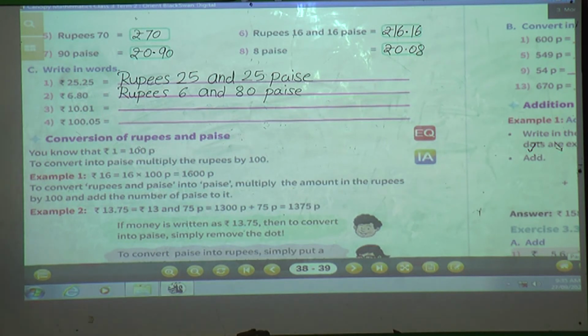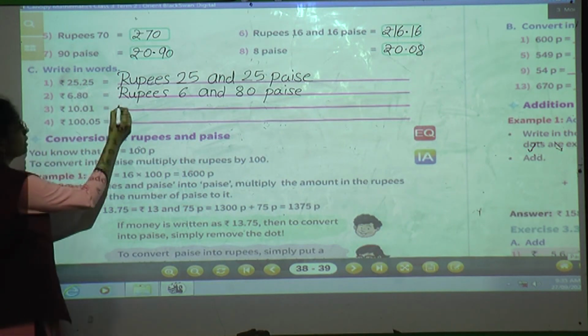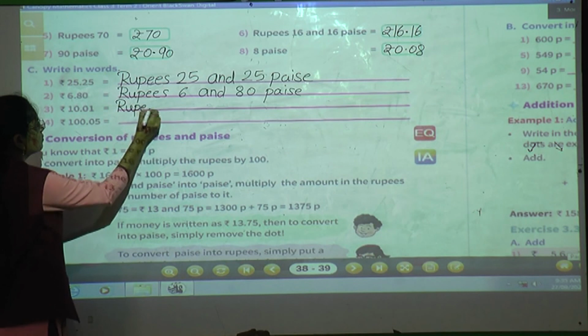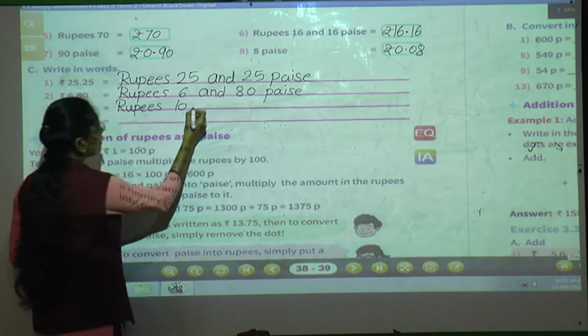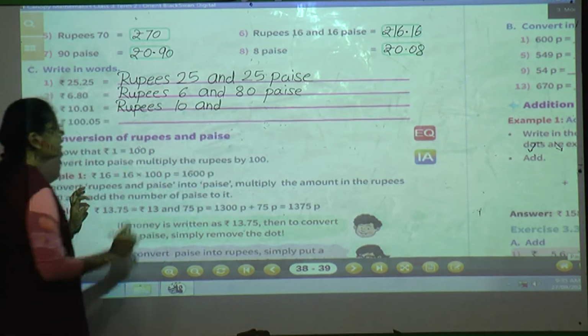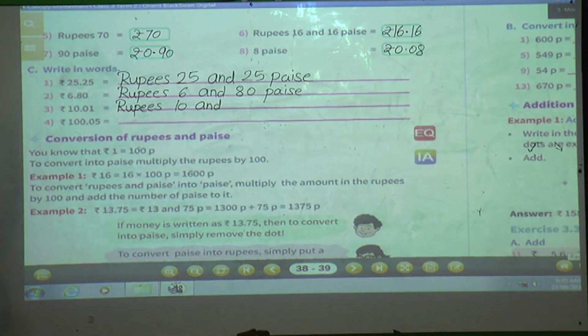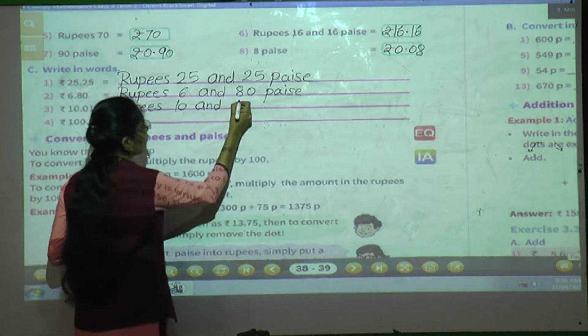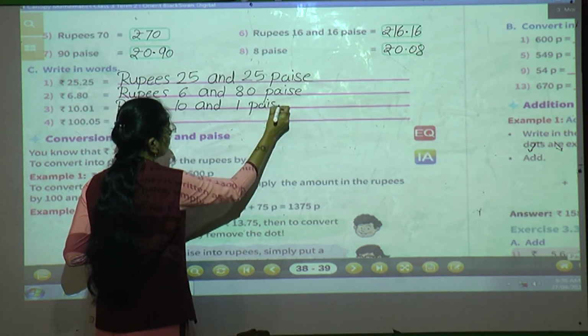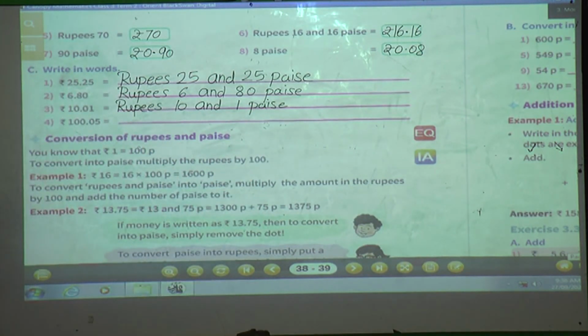Next, third one. Rupees 10.01. So write first rupees. How many rupees are there? Yes, rupees 10. So we'll write here rupees 10. Then a point is there, so we'll write 'and'. Then how many paise are there? Only 1 paise is there. So what will we write? Rupees 10 and 1 paise. Okay, clear?